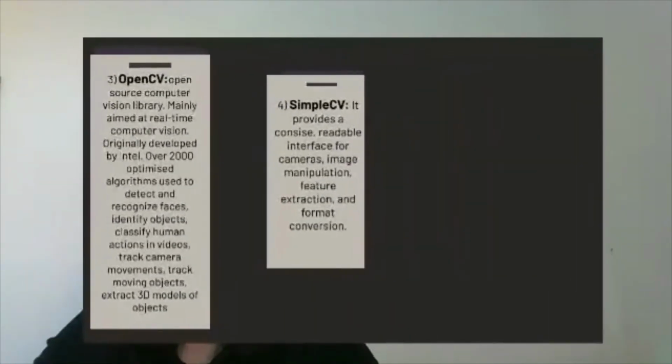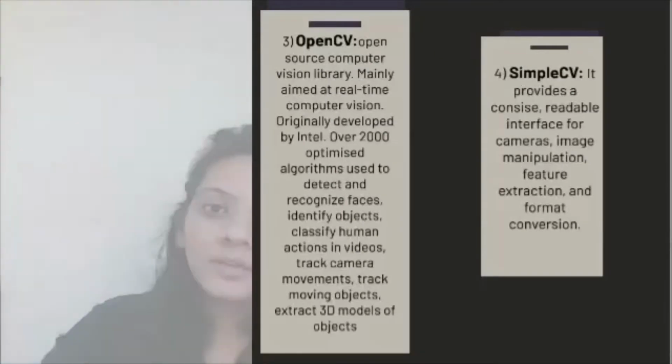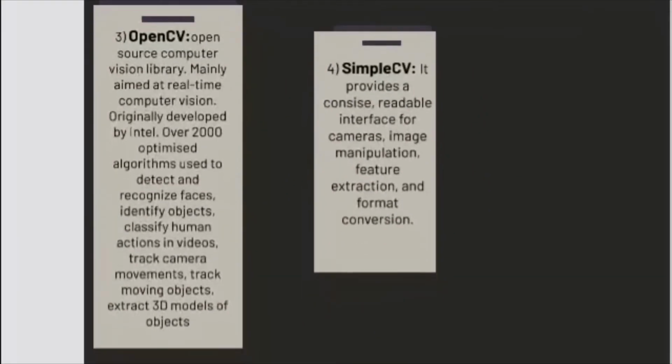Okay, I'll talk about OpenCV. This is again an open source computer vision library, and it is mainly aimed at real-time computer vision. It was originally developed by Intel, and it has over 2500 optimized algorithms, which you can directly use in your code. This is what it is used for: it detects and recognizes faces, you can stitch images together, you can identify objects, you can classify human actions in videos, you can track camera movements, you can also track moving objects, and extract 3D models of objects.